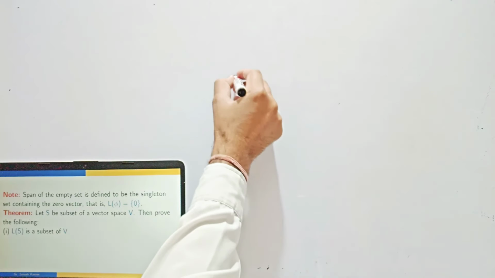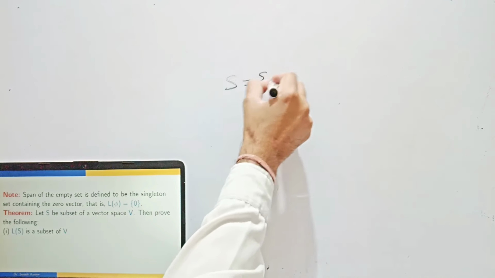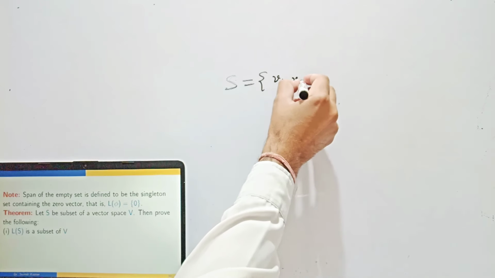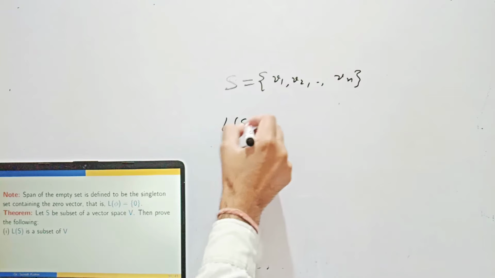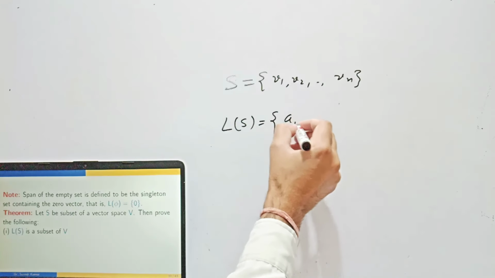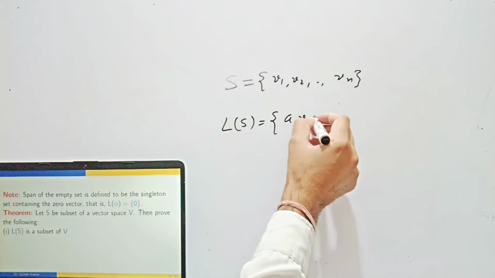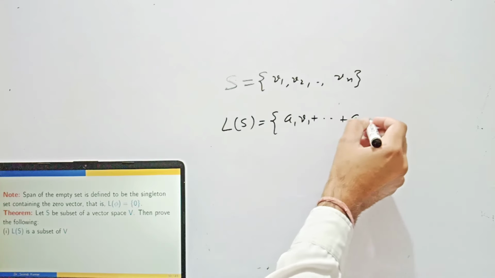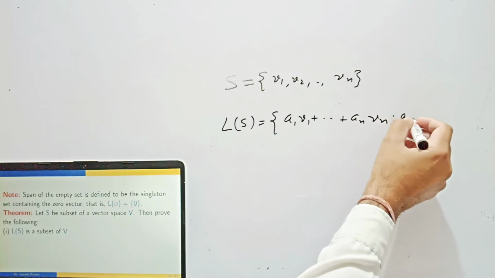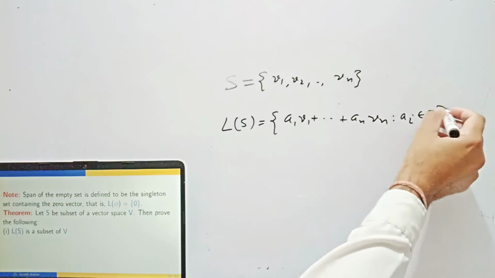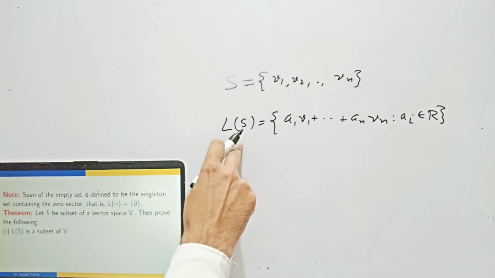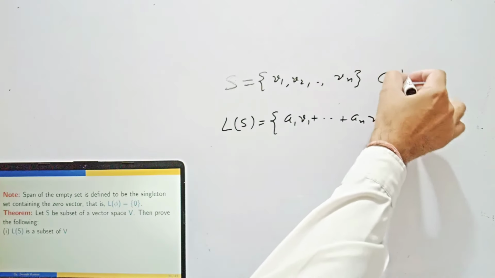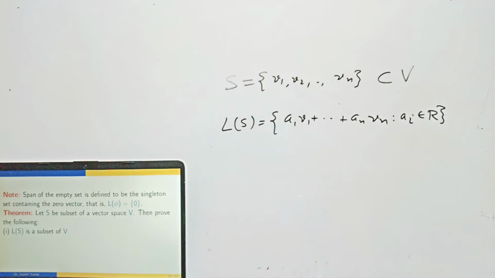Say S carries n vectors v1 to vn. So what is L(S)? L(S) carries linear combinations of these vectors: a1 v1 plus and so on, plus an vn, where the ai's belong to the real numbers. S is a subset of V, it is given. L(S) is also a subset of V. Why?